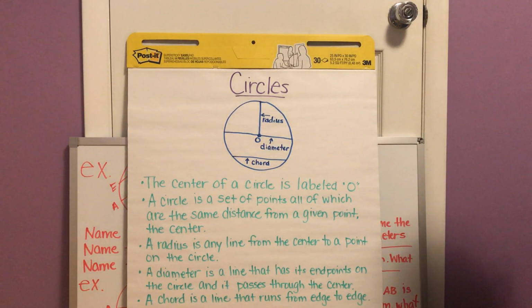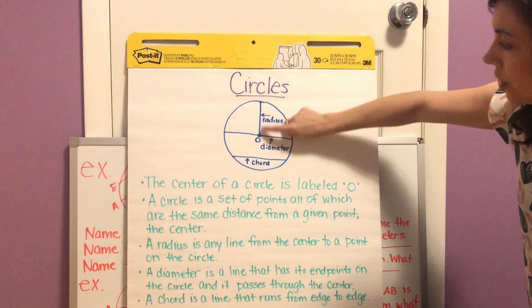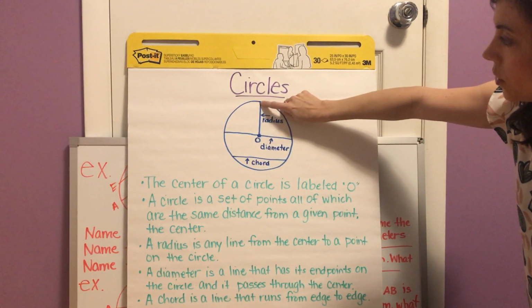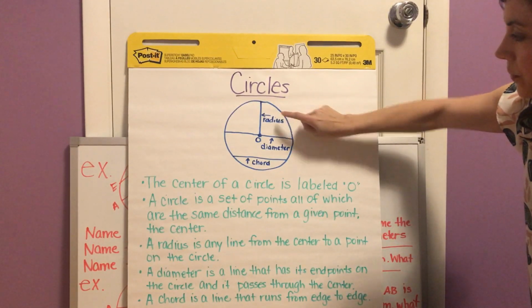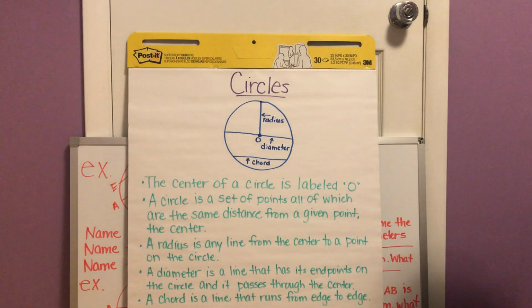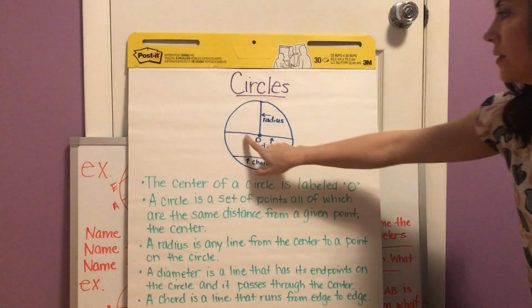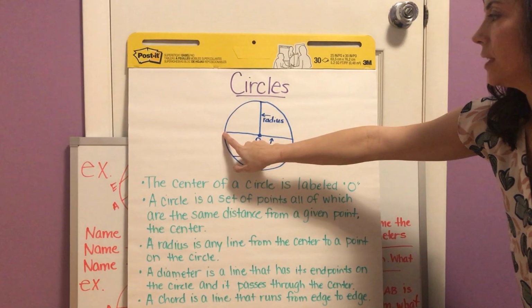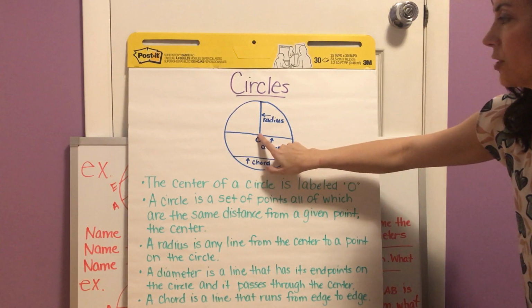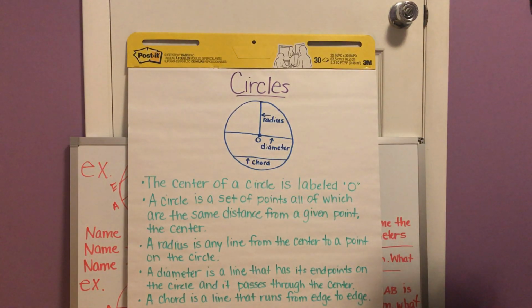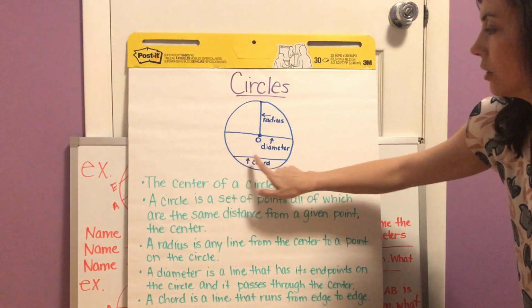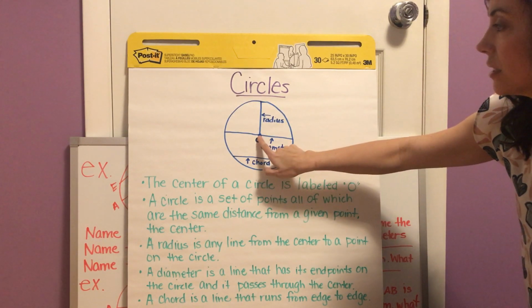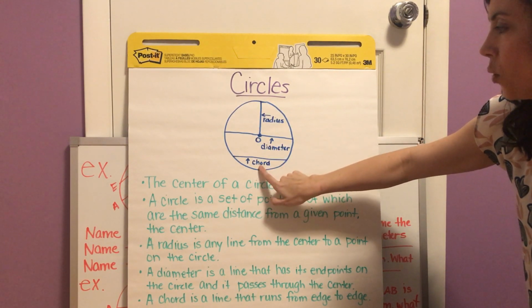A radius is any line from the center to a point on the circle. So a radius is labeled right here. It is from the center all the way to this edge of the circle. A diameter is a line that has its endpoints on the circle and it passes through the center. This is the diameter because it goes from one side to the other and it has to pass through that center. A chord is a line that runs from edge to edge. This line runs from edge to edge, but it does not pass through that center, so it is a chord.